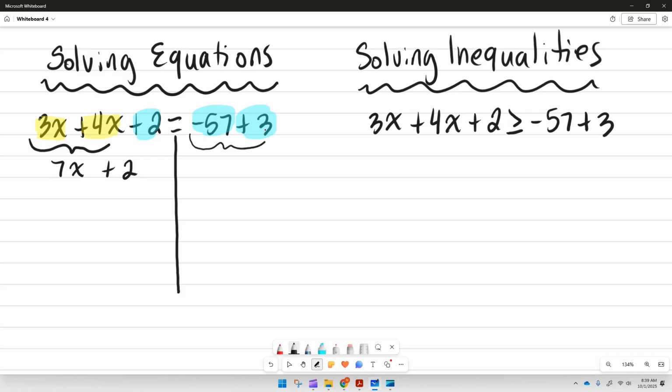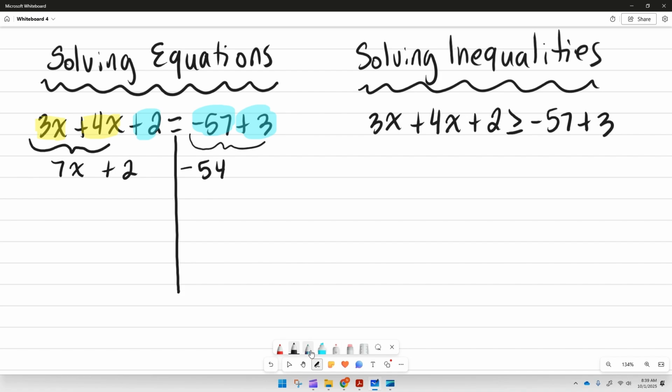Well, I can go ahead and combine these two blues on this side, so negative 57 and positive 3. When you have a positive and a negative number under addition, you're going to take the difference. So 7 take away 3 is going to give me 4, so this is going to give me 54. I'm going to look at the sign of the higher number. 57 is higher than 3, and 57 is negative, so this 54 is also still going to be negative.